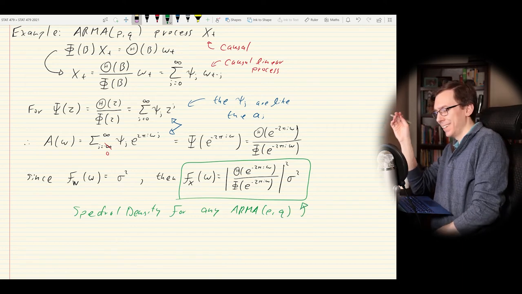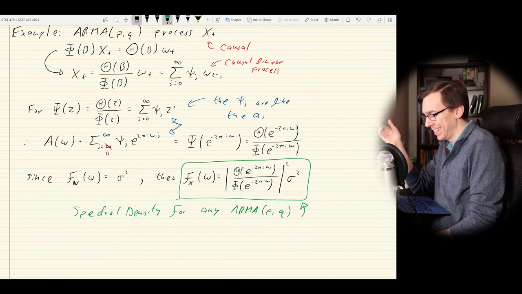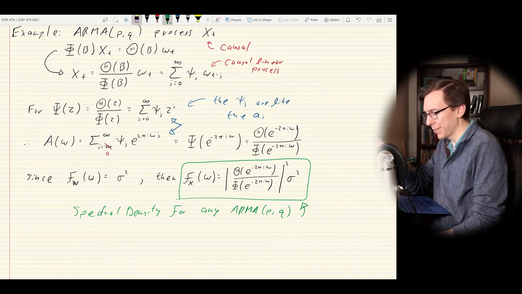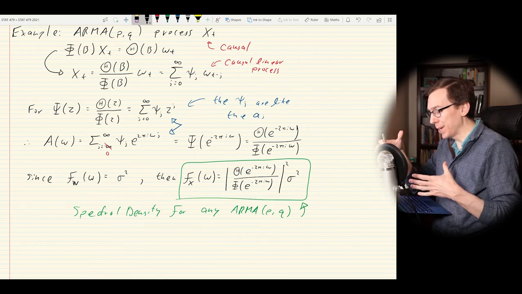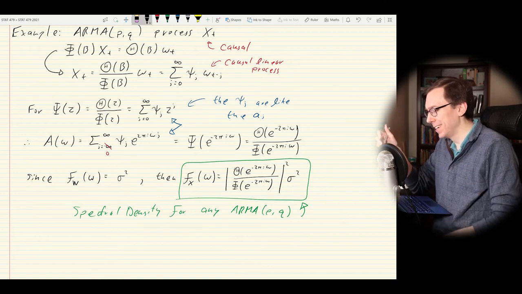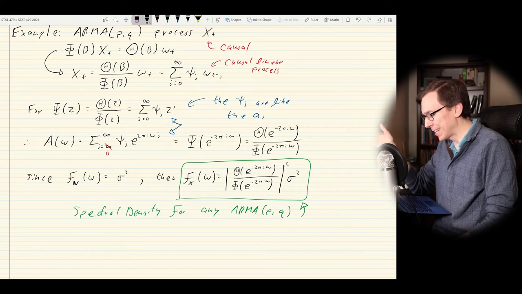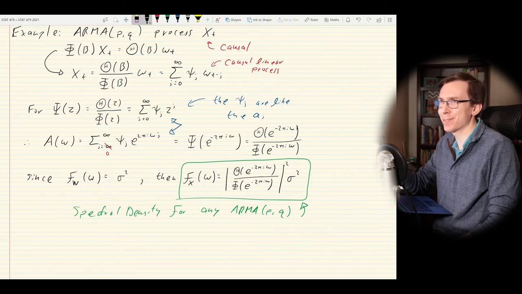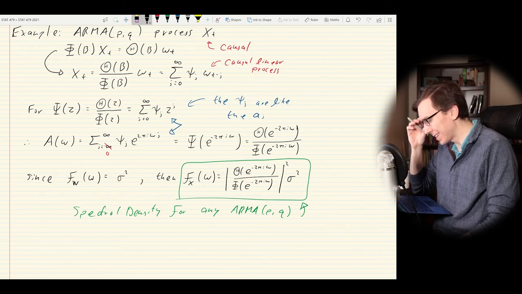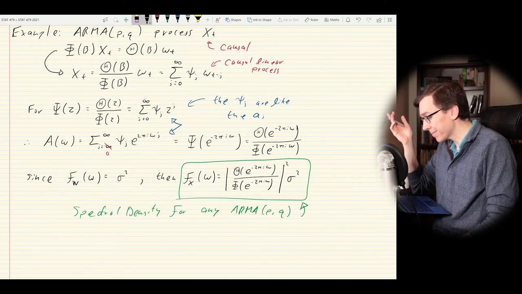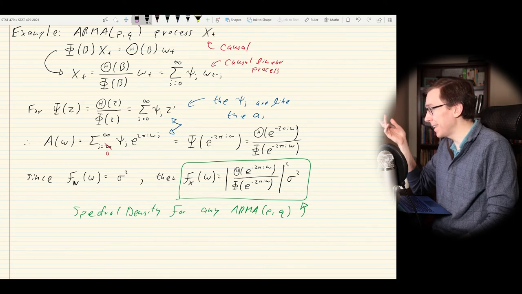Neat. So that's pretty good, right? It basically means that we can figure out pretty quickly what the spectral density is by just taking the polynomials, which are given to us in our definition of the ARMA process, shoving the complex exponential in there, taking the magnitude and squaring it. So, yeah, there's not much more to say than that.